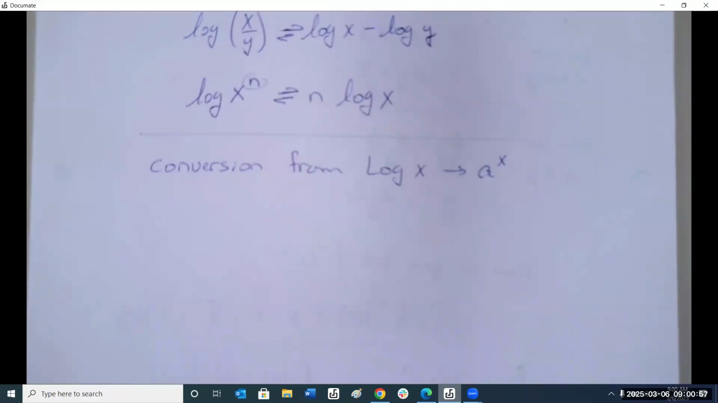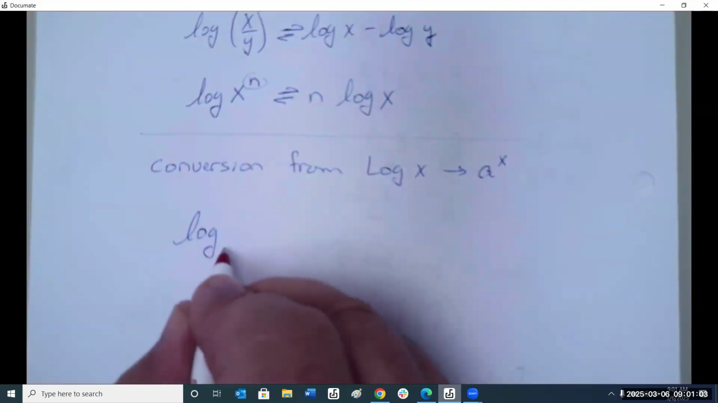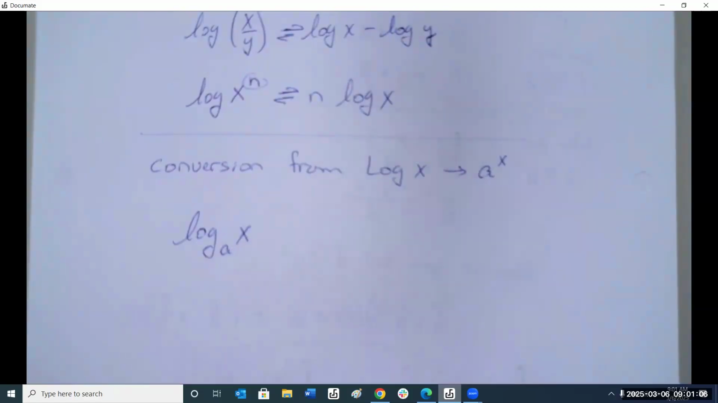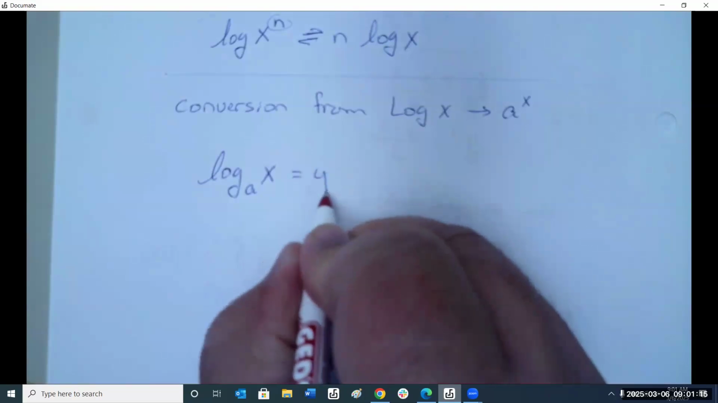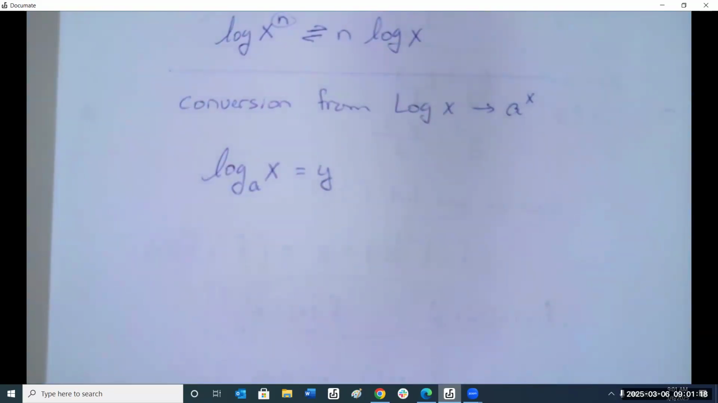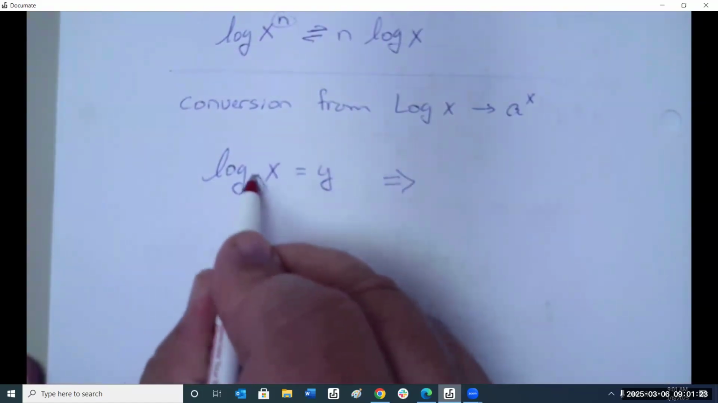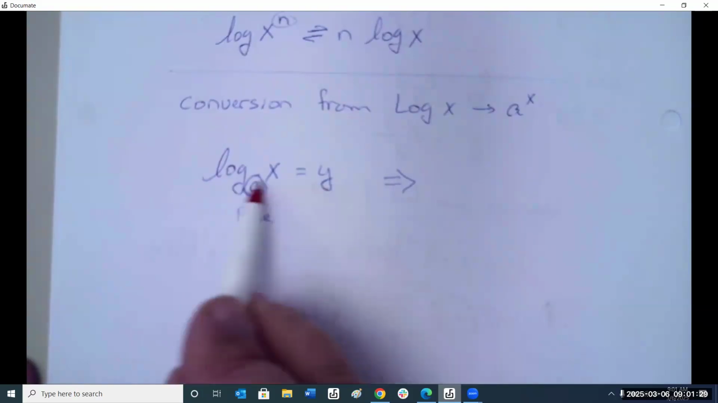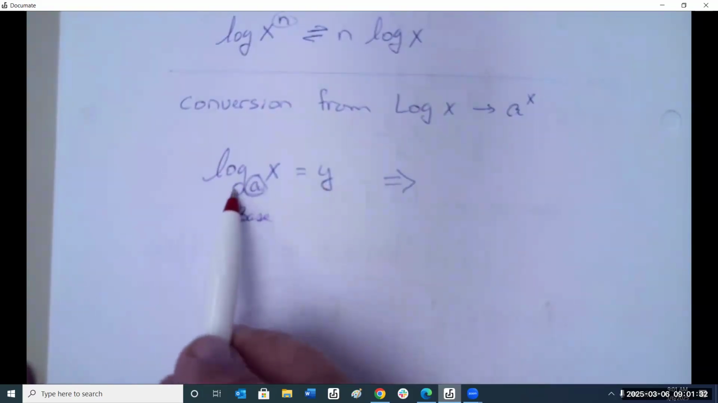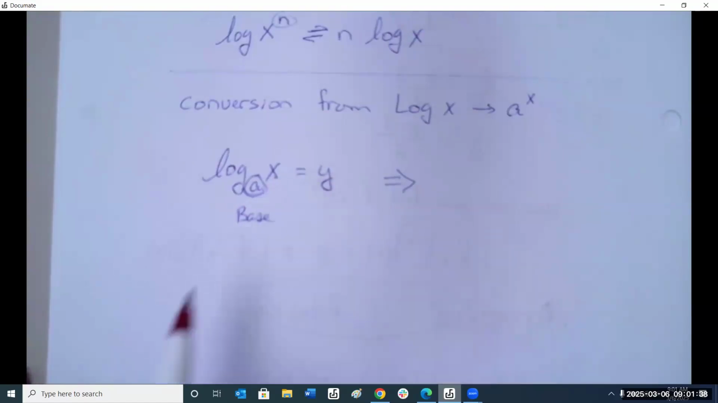The conversion from logarithmic to exponential. If I give you a logarithmic equation that equals some number y. The conversion here is I take, because this is called a what? This is called a base. How would you read this statement? Log base a of x equals y. That's how you read it.